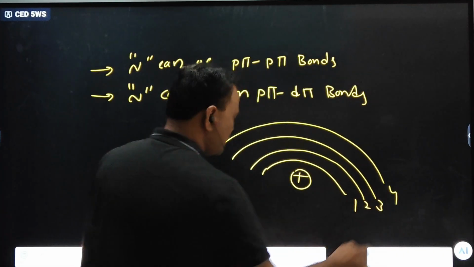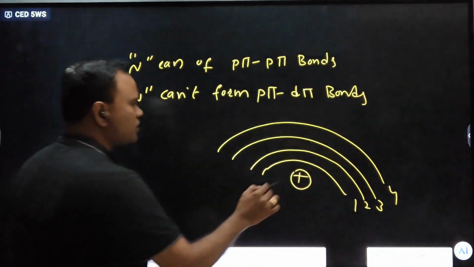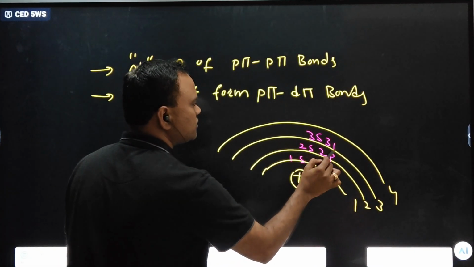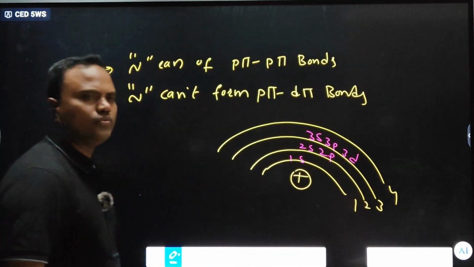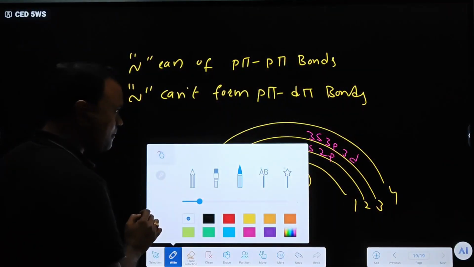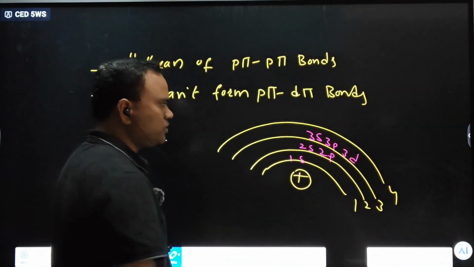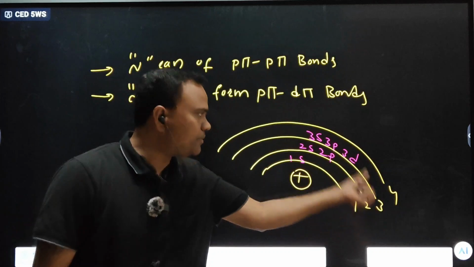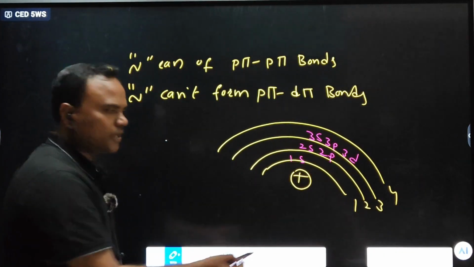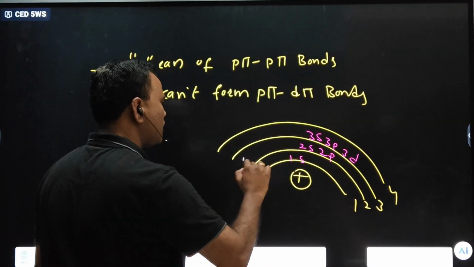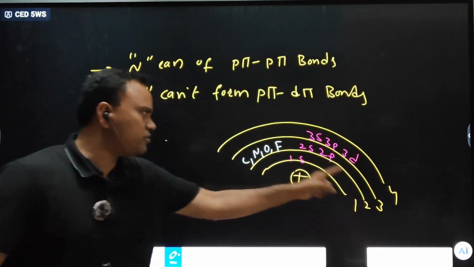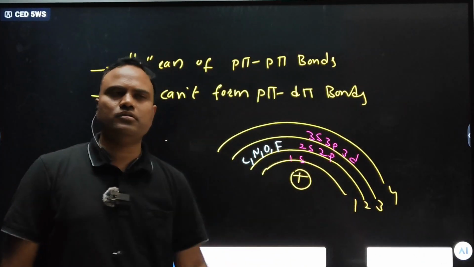First, second, third, fourth energy levels. In the first energy level, which orbitals are present? 1s. Second, 2s, 2p. Third, 3s, 3p, 3d. Fourth, 4s, 4p, 4d, 4f. So d orbitals start from which energy level? Third energy level. What are the second period elements? Carbon, nitrogen, oxygen, fluorine. Nitrogen belongs to the second period, so is there any d orbital? No.